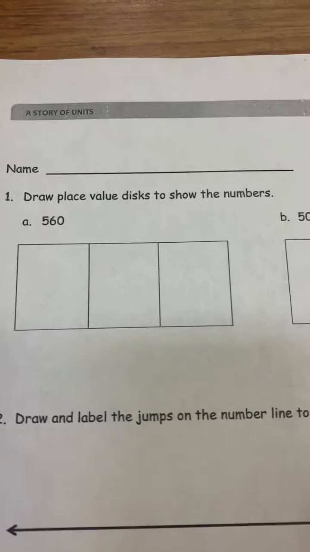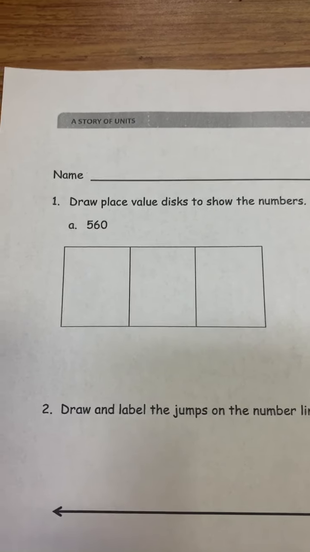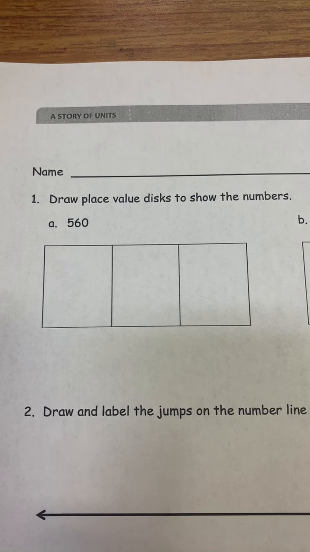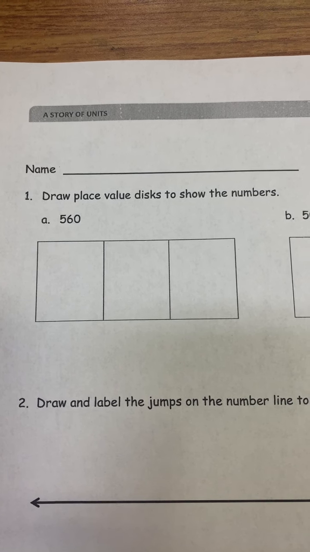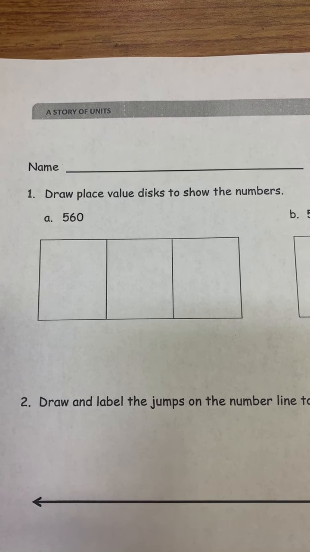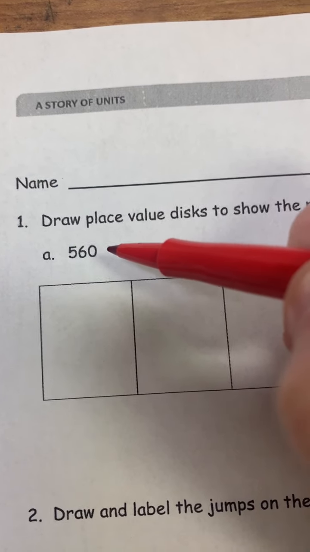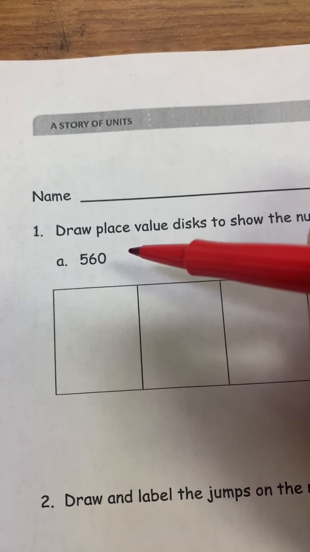So first off, we're going to look at number 1. And number 1 has an A and a B. So we're going to focus on A first. And number 1 says, draw place value discs to show the numbers. So A, we need to show the number 560. So let's first label all of our numbers here.